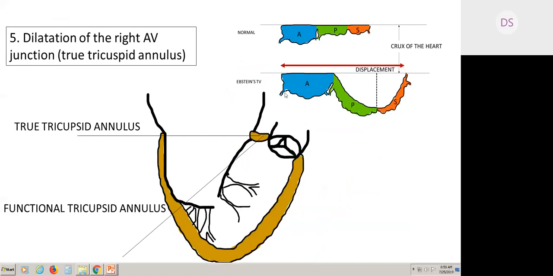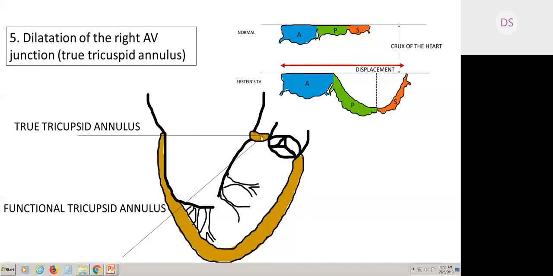This is a sagittal section of the right atrium, right ventricle and the pulmonary artery. Now you can see here the tethering of the tricuspid valve. This tricuspid valve normally should have been here. So this is the true tricuspid annulus, where the tricuspid valve should have been. However, because of the displacement, the functional tricuspid annulus is here.